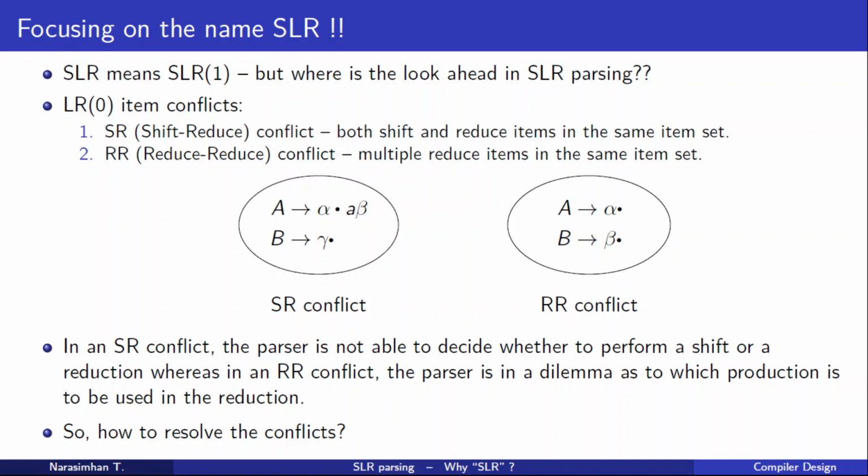Okay, that is quite interesting, right? Because the name tells you that we have used one look-ahead symbol, but if you see the construction procedure of the LR0 items, we have never used the look-ahead symbol. It is actually an LR0 item, we have never used the look-ahead symbol. So where you have used the look-ahead symbol, why is the name given as SLR1? To understand why such a name is given, you should know what are LR0 item conflicts.